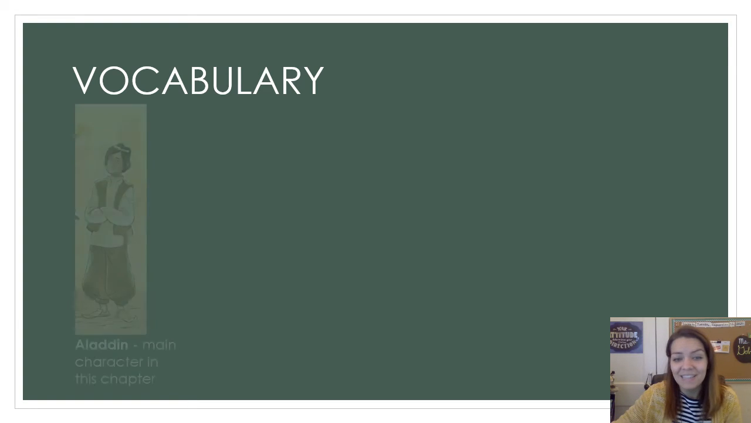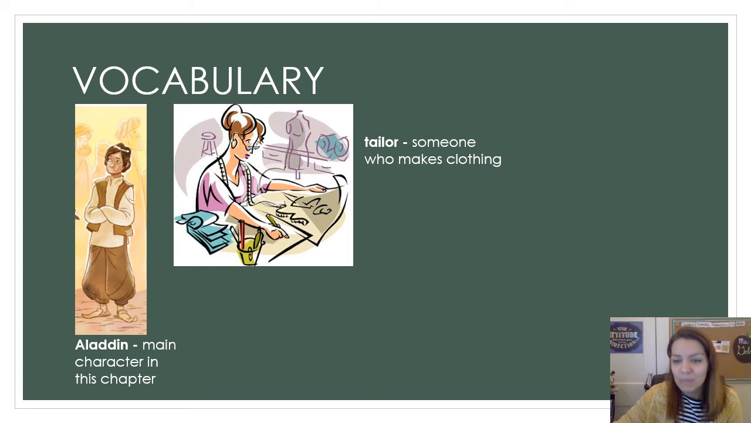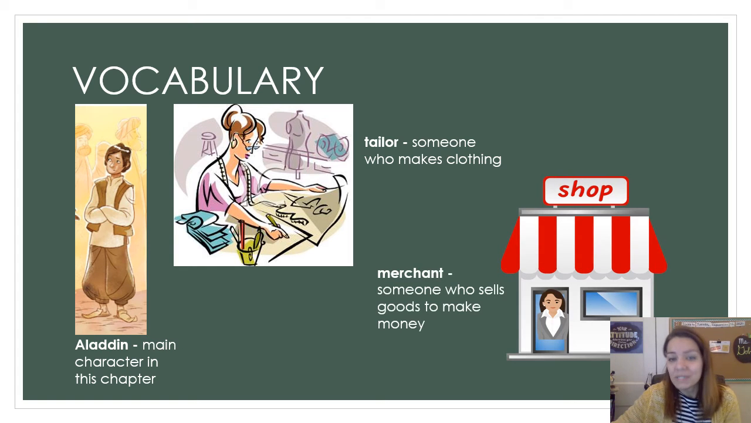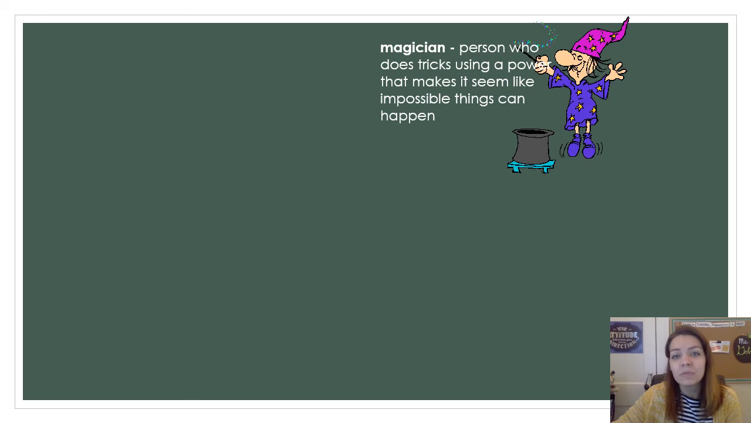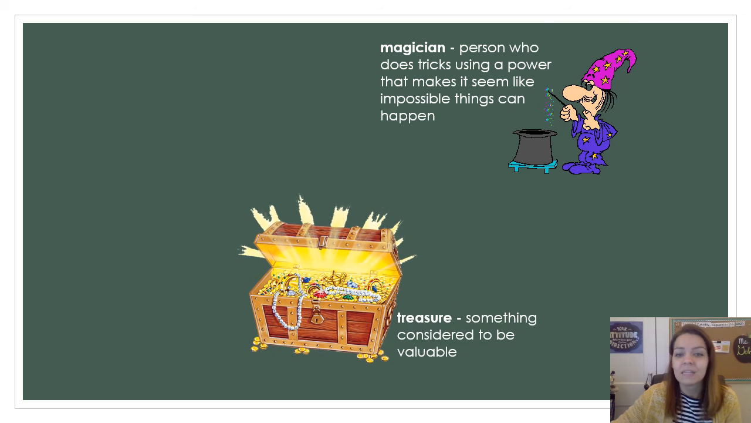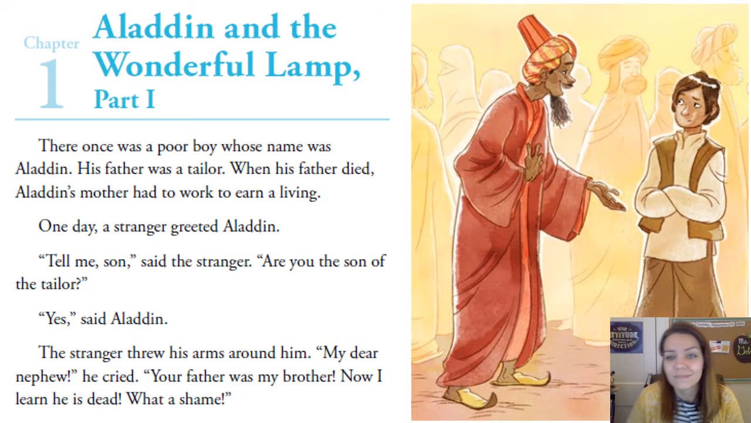In the story today, you will see Aladdin. He's the main character. We'll see a tailor, someone who makes clothing. Merchants, someone who sells goods to make money. We'll also see magicians, people who do tricks or have powers. Treasure, something that's considered valuable. And we'll see the word glittering, which means sparkling.